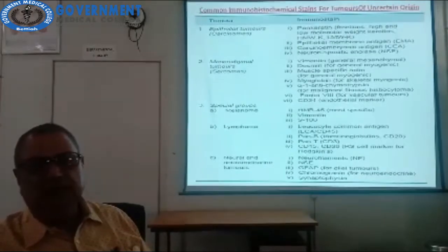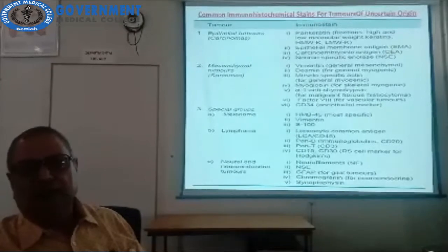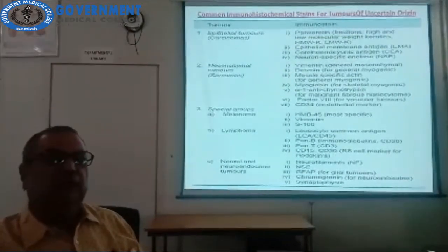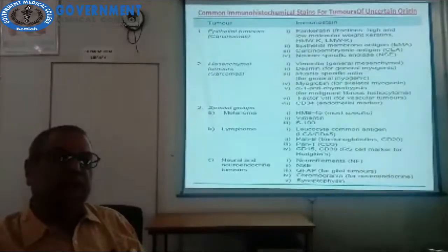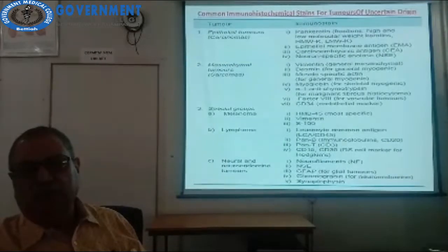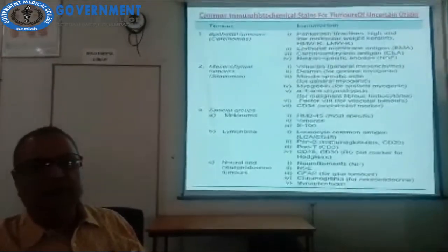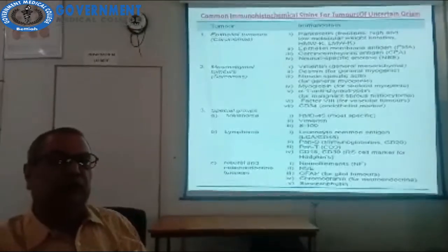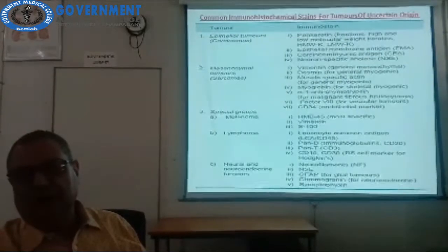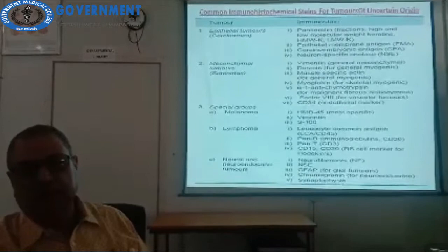Lymphoma: common leukocyte antigen CD45 or pan-B CD20, pan-T CD3, then CD15 and CD30 for Hodgkin's cells, especially Reed-Sternberg giant cells. Neural and neuroendocrine tumors: neurofilaments, neuron-specific enolase, then glial fibrillary acidic protein for gliomas, astrocytoma and ependymoma, then chromogranin for neurosecretory granules, and synaptophysin is also for neurosecretory granules.